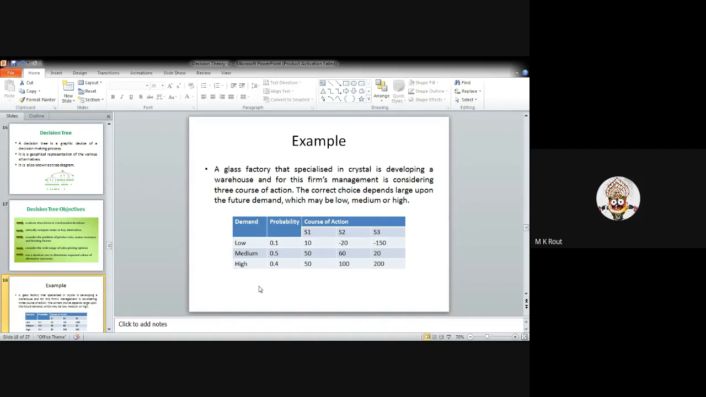The courses of action are given column wise. S1 is given 10, 50, 50. In case of S2, it is minus 20, 60, and 100. And the third course of action, S3, equals minus 150, 20, and 200. Just note down this payoff matrix, then proceed to calculate through the decision tree diagram.